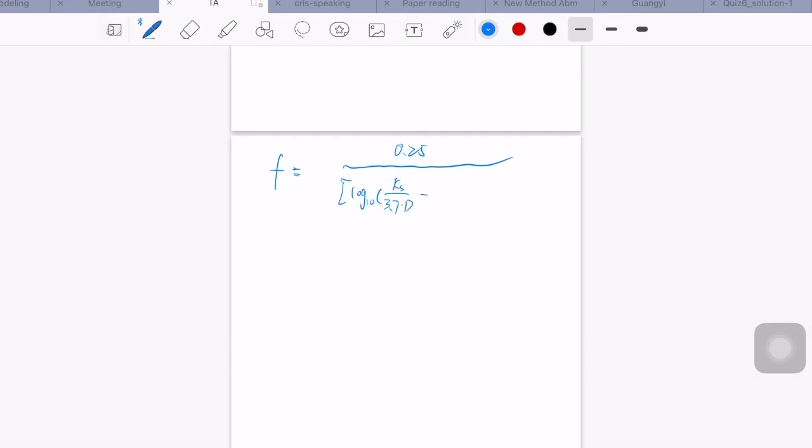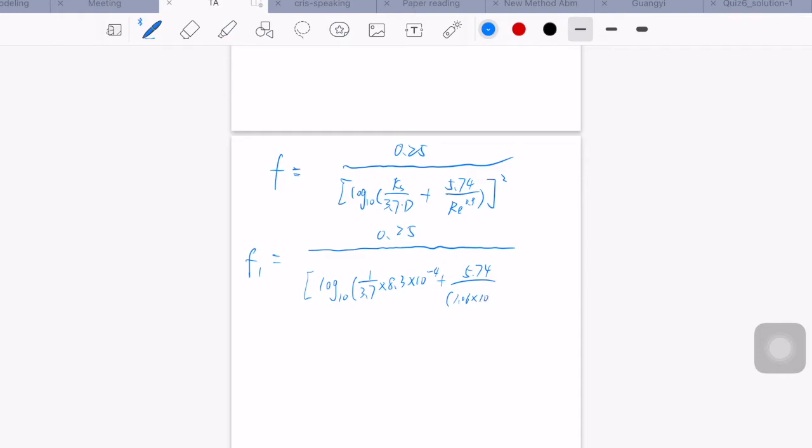Times D plus 5.74 divided by the Re to the power of 0.9, squared. So F1 should be equal to 0.25 divided by log base 10 of 1 over 3.7 times 8.3 times 10 to the power of -4 plus 5.74 divided by 1.06 times 10 to the power of 6 to the power of 0.9, squared. So we can determine that F1 is 0.019.